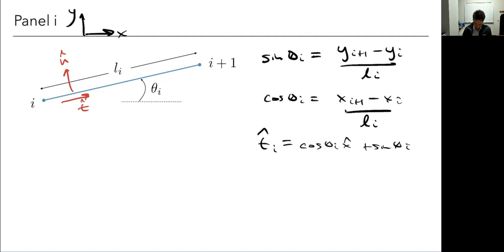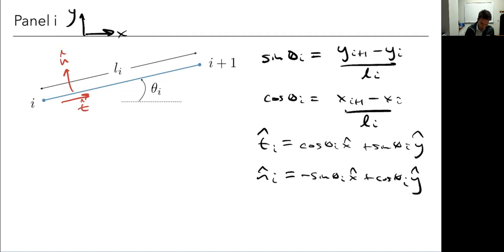And then the normal component is in this direction, so that's in the minus x, so that's a minus sine theta in the x plus cosine theta in the y. Okay. The other thing we're going to need is our control points. Those are simple enough. Remember, we said we're going to put our control point just right here at the center of the panel. So we'll label that as x bar. The control point in the x is just going to be the average x value of my endpoints. Similarly for y.